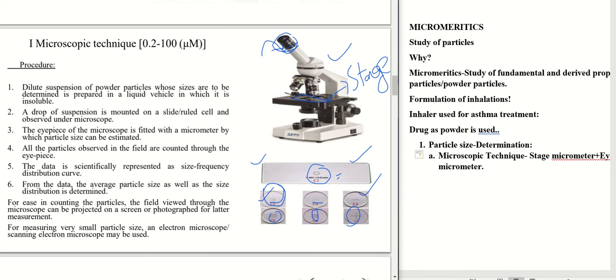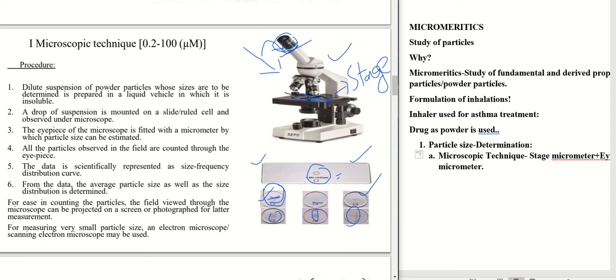So when we look from here, we will be able to see the graduations or the scale divisions on the eyepiece, and we will be able to see the graduations on the stage micrometer. We already have the stage micrometer here and the eyepiece micrometer here. So when we look from the eyepiece, we should be able to see the graduations of both the eyepiece micrometer and the stage micrometer. Before we start with the experiment, we need to calibrate these two micrometers.